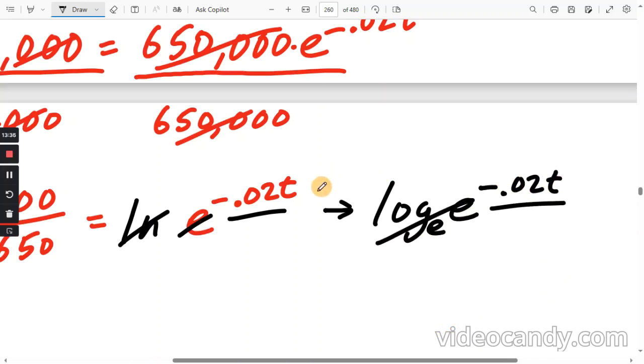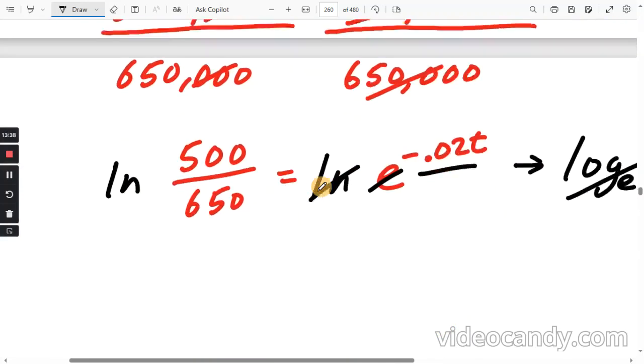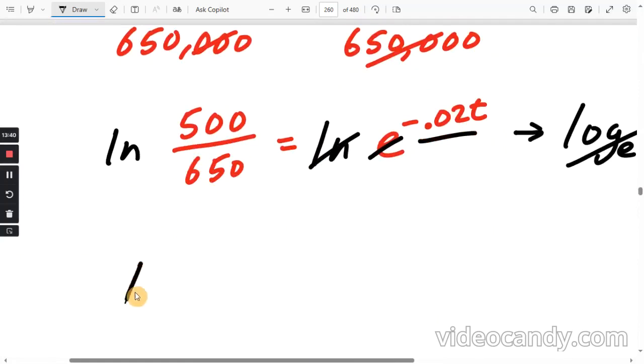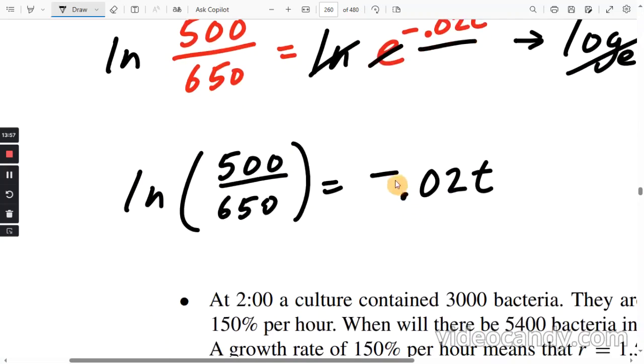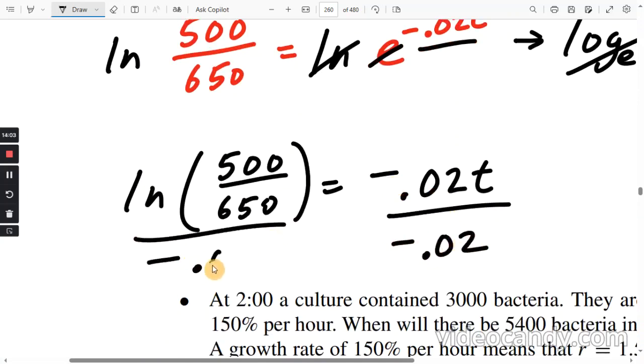Anyhow, almost done. ln of 500 over 650 is going to equal negative 0.02t. The opposite of times negative 0.02 is divided by negative 0.02.